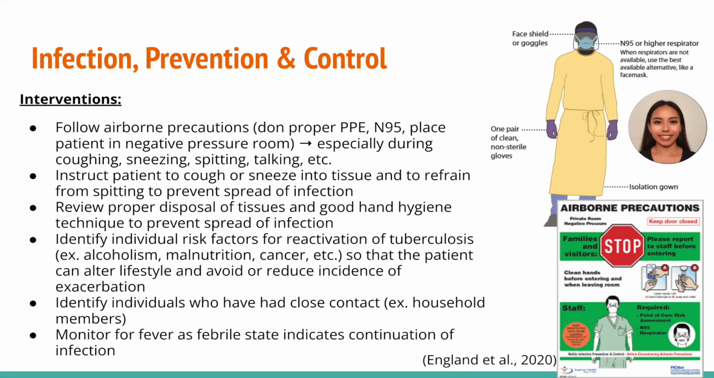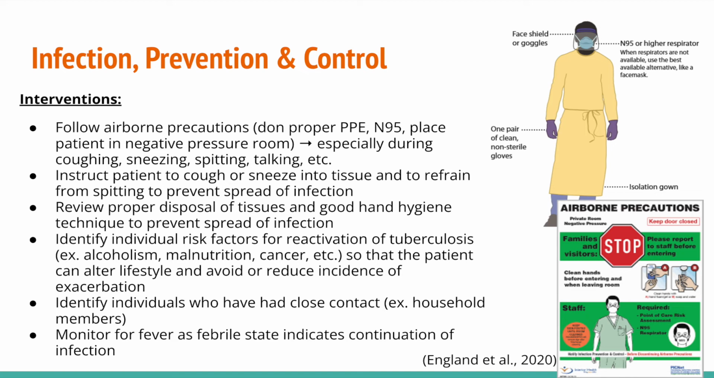Individuals with tuberculosis must be placed under airborne isolation precautions. This includes placing the patient in a negative pressure room, donning the right PPE, including a fitted N95 mask, performing proper hand hygiene, monitoring the patient for a fever, as this indicates the continuation of an infection, and ensuring proper disposal of soiled and/or used items.